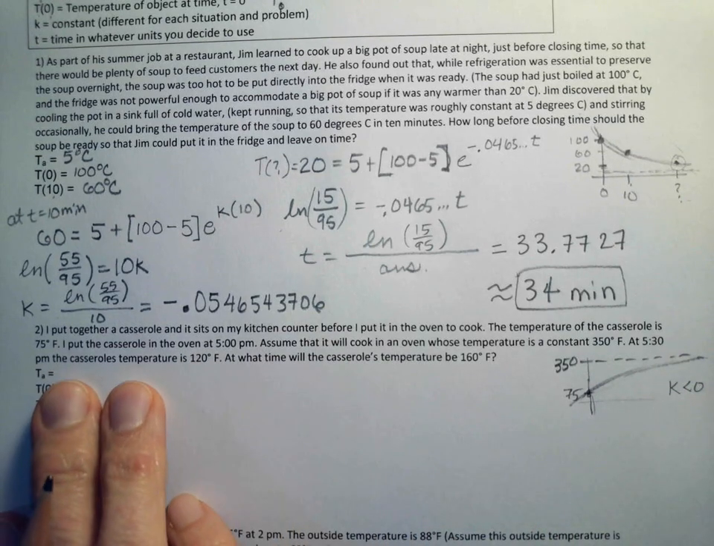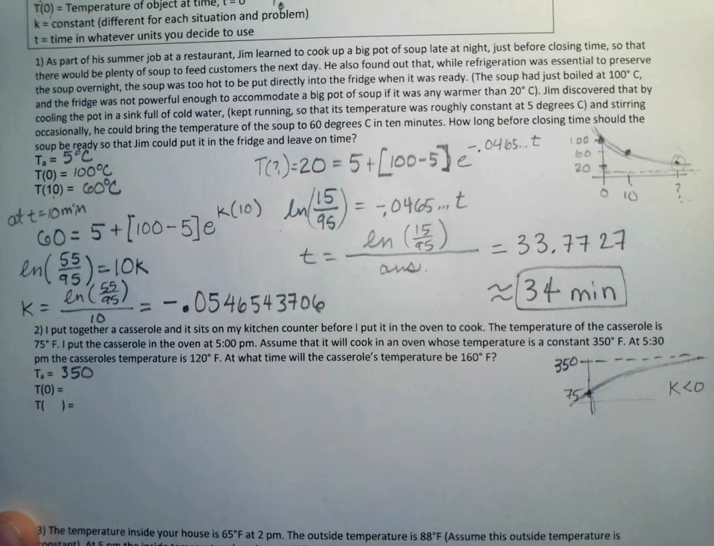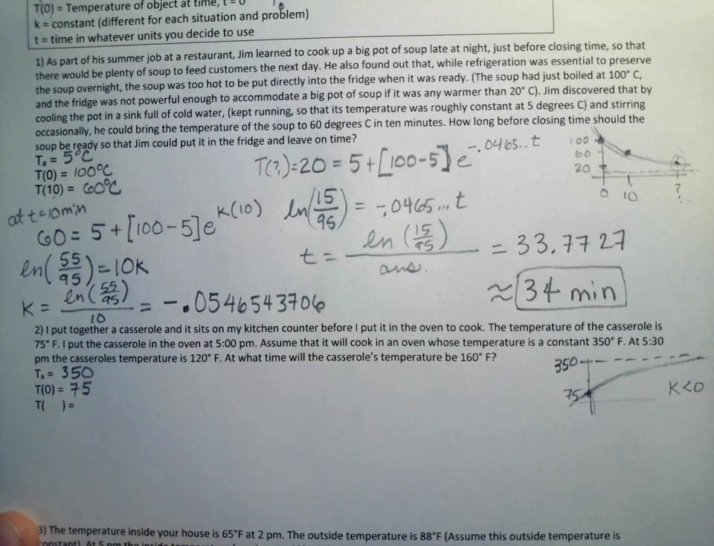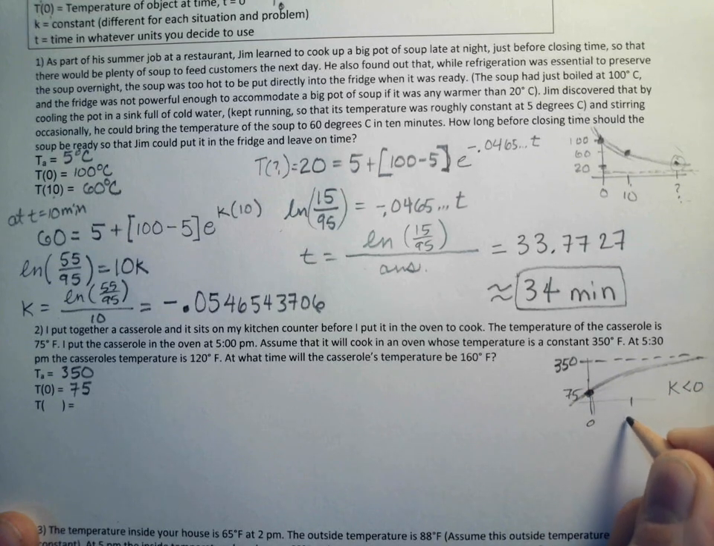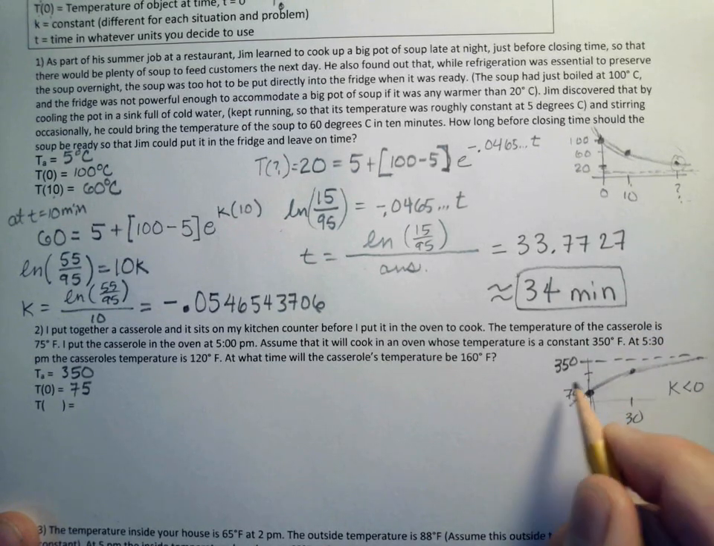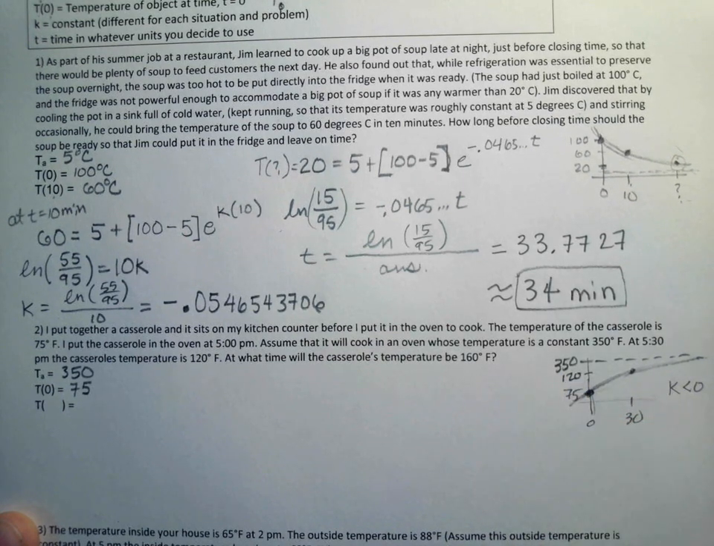Okay, so what's the ambient temperature? That's 350 degrees. The initial temperature, that's 75 degrees. And then at some future time, we know, so we have the temperature at time 0, and then 30 minutes later, we have the temperature, and of course this isn't drawn to scale over here. We know that the temperature is 120. Okay, so then at what later time does the temperature reach a little bit more, 160? That's kind of the key.